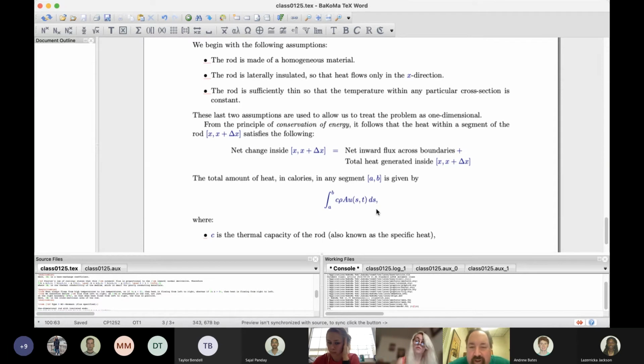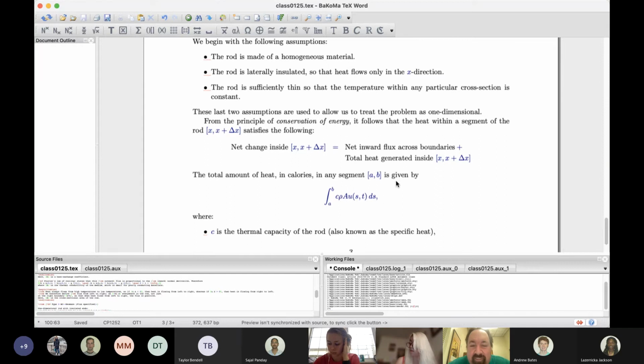Okay, it is defined by this integral. Here we have the temperature at any point within that segment. A is the cross-sectional area. C is the specific heat, a term I've not heard since my 8th grade science class, way back when Reagan was president.